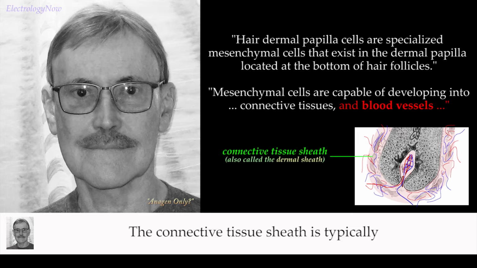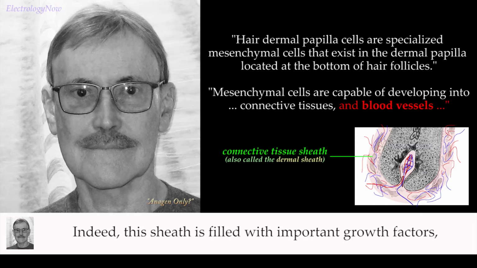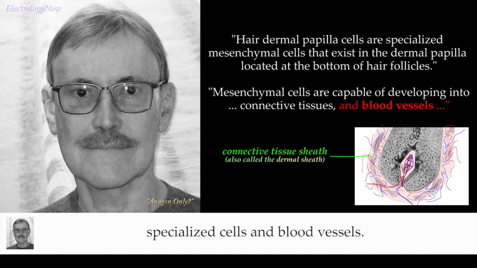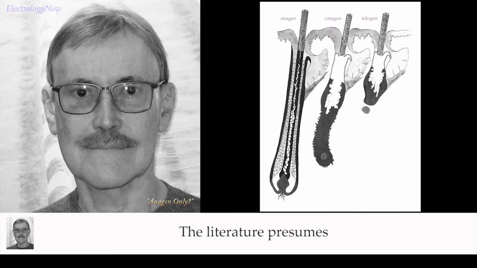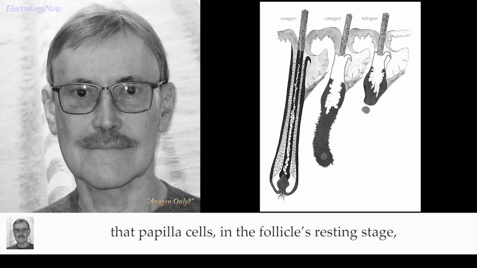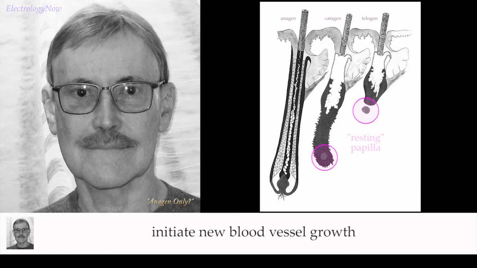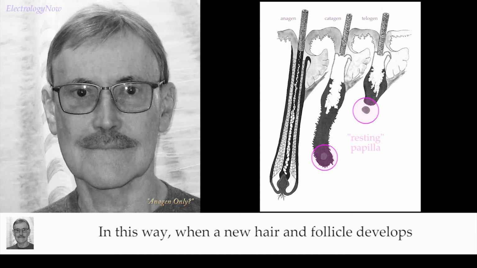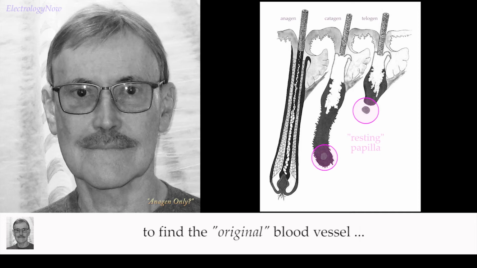The connective tissue sheath is typically overlooked in our literature. It's much more than just a bunch of connective tissue. Indeed, this sheath is filled with important growth factors, specialized cells, and blood vessels. The literature presumes that papilla cells in the follicle's resting stage initiate new blood vessel growth when the dormant follicle decides to grow a brand new hair and follicle. In this way, when a new hair and follicle develops, it doesn't have to search around to find the original blood vessel. It grows a new one.